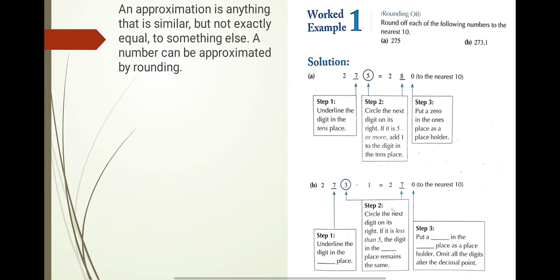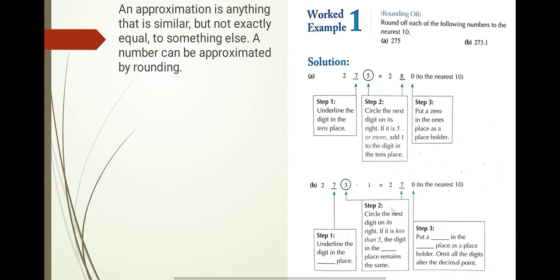So rounding here. Round off each of the following numbers to the nearest 10. Now, in primary school, you have learned the tens place is where the 7 is. So in 275, the 7 is at the tens place. If you are asked to round off to the nearest 10, that means the place where 7 is, is the last place you want to have a number, okay? And the number behind that should be 0.